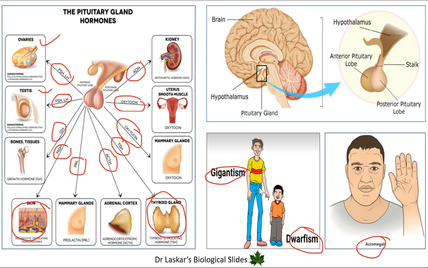So this is about the pituitary gland and its secretions and their functions in the physiological system. And here I have also discussed three abnormal conditions which are generated due to abnormal or imbalanced secretion of GH from the anterior pituitary.